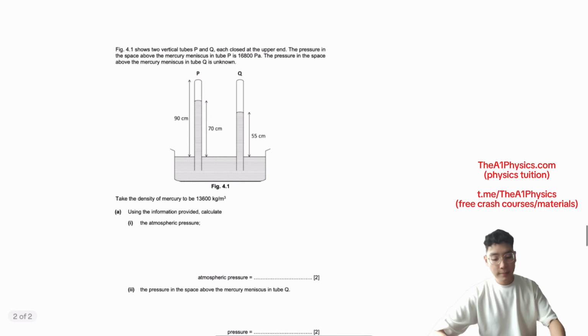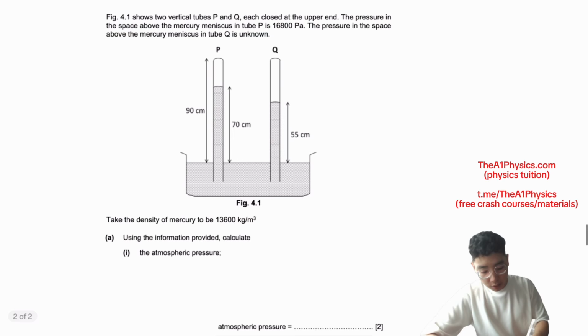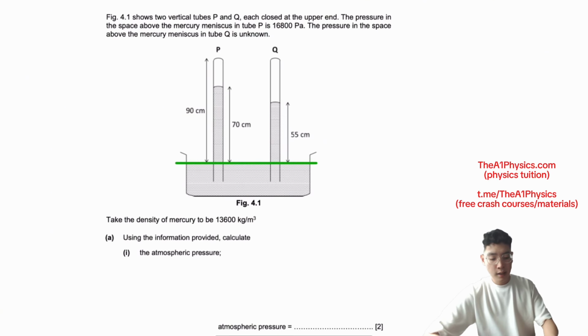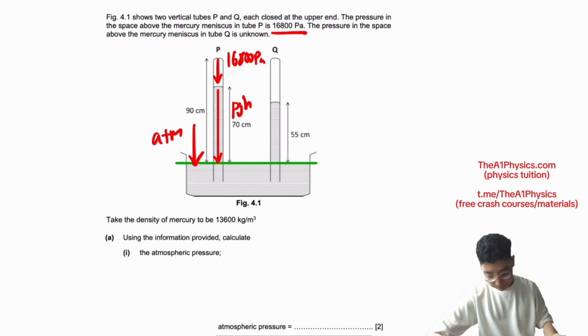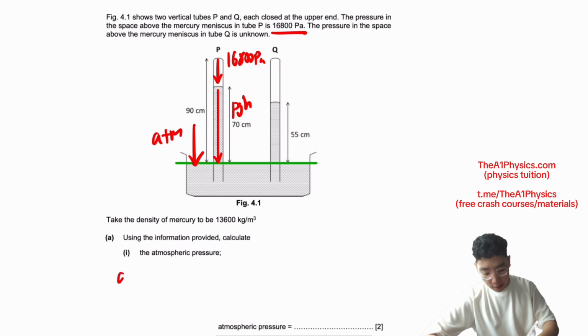Over here, same thing, we want to draw our line on the lower water level like this. And let's look at barometer P first. For barometer P, we can see that on the outside, we have atmospheric pressure. On the inside, we have mercury pressure. And over here, we have trapped gas of pressure 16800 pascals. This one is the pressure of the trapped air on top. So now our equation becomes atmosphere equals 16800 plus rho GH.